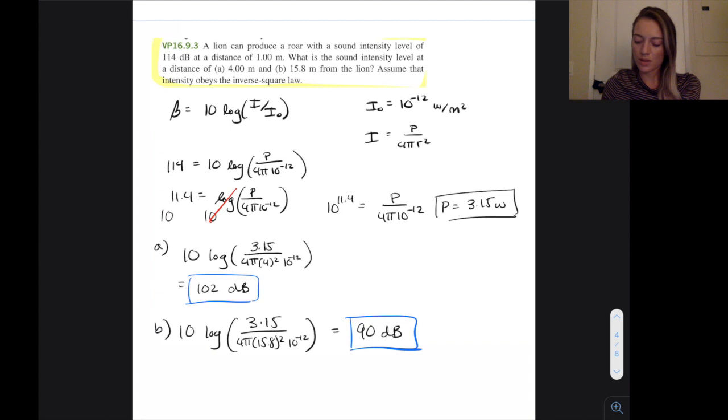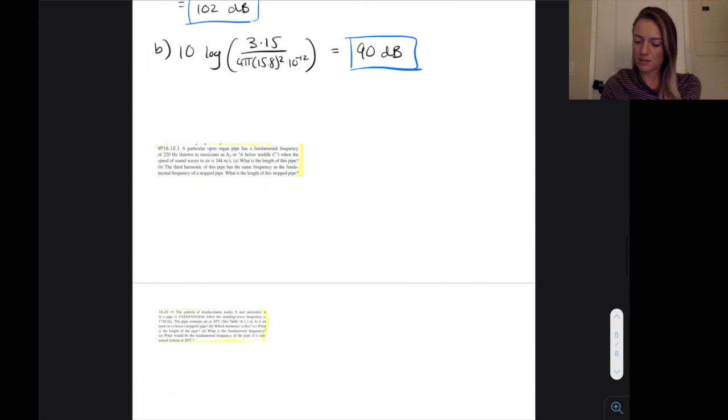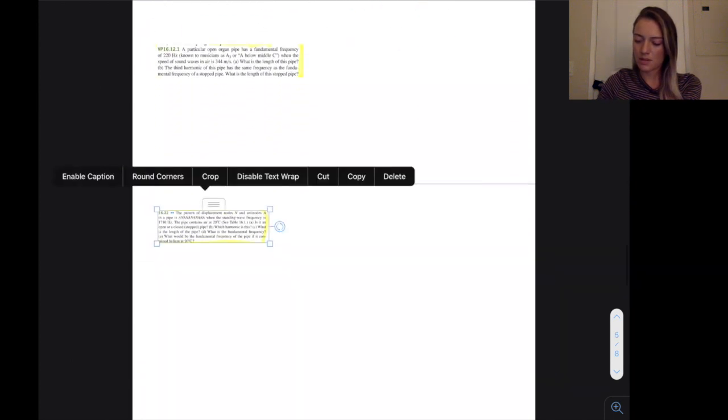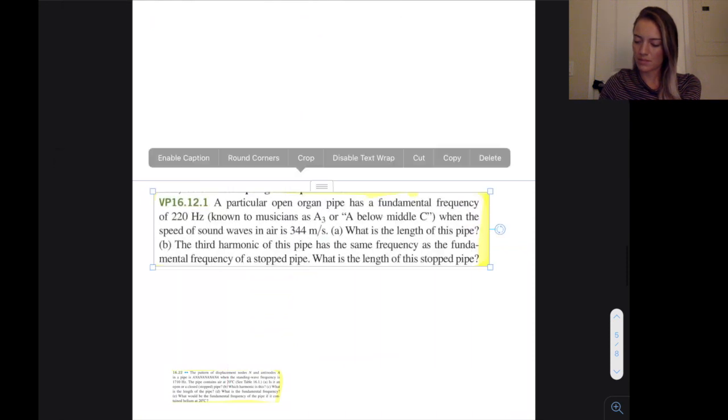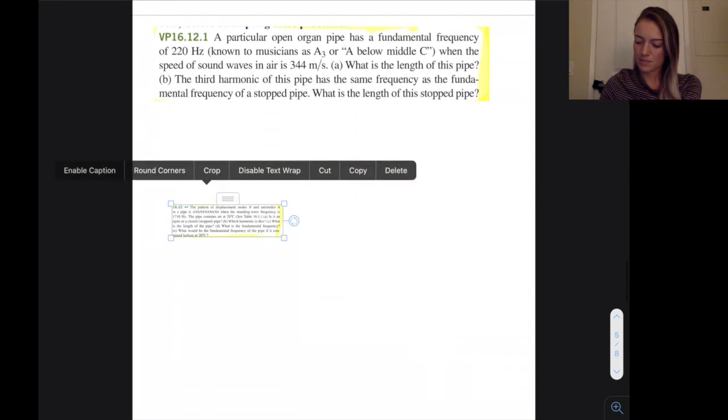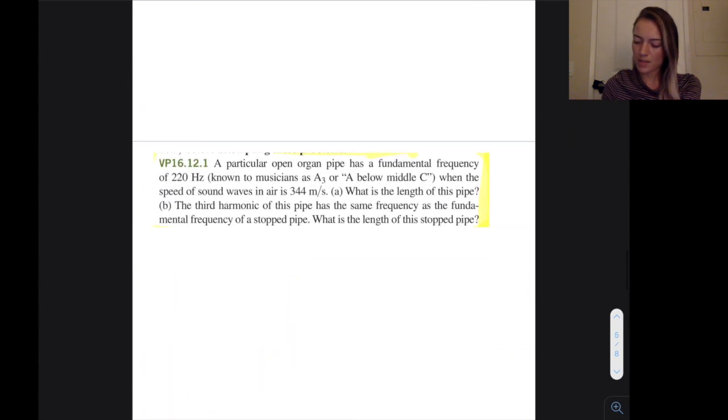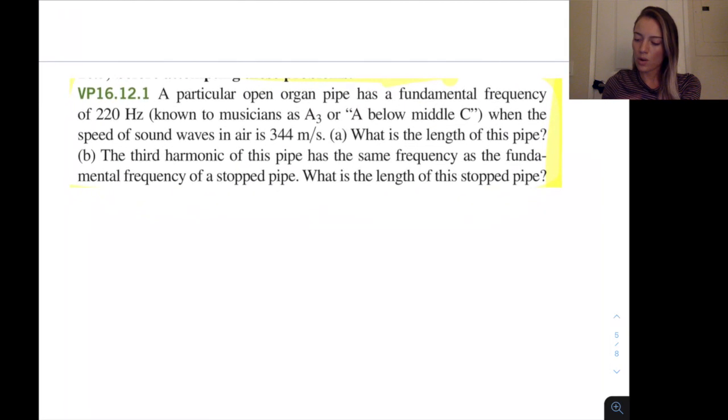All right, now let's do another problem, but this time let's do this one. I think this was also a homework problem. Okay, so we have a particular open organ pipe that has a fundamental frequency of 220 hertz. When the speed of sound waves in air is 344 meters per second, what is the length of this pipe?